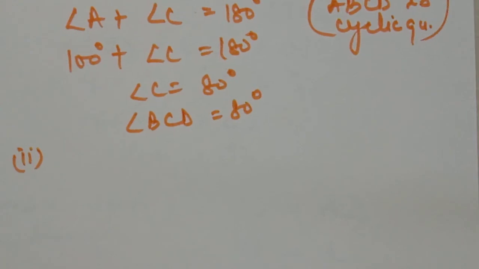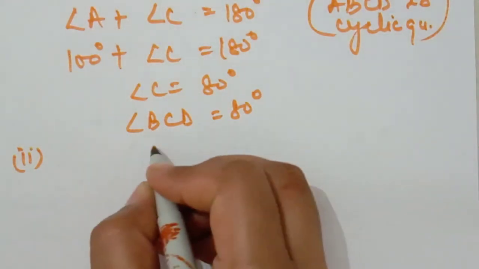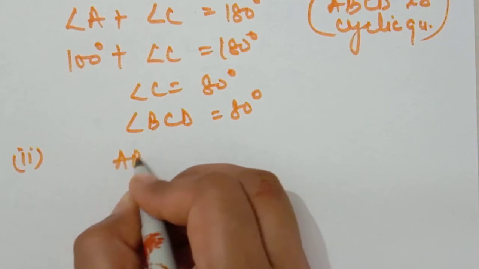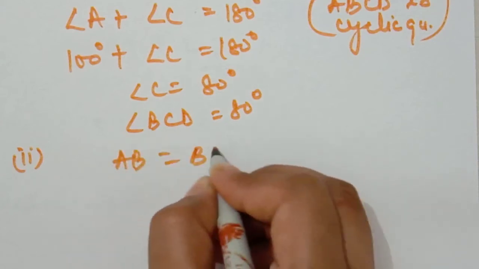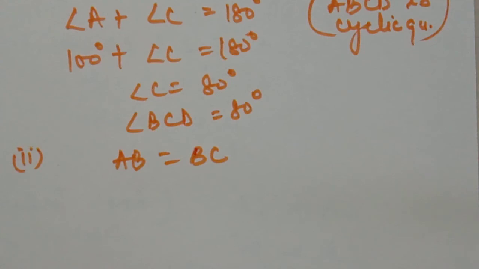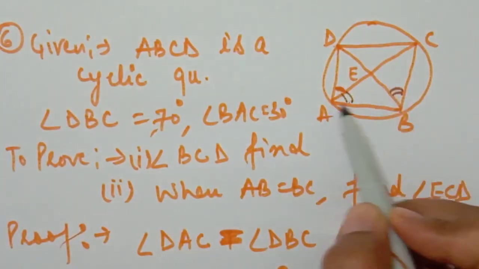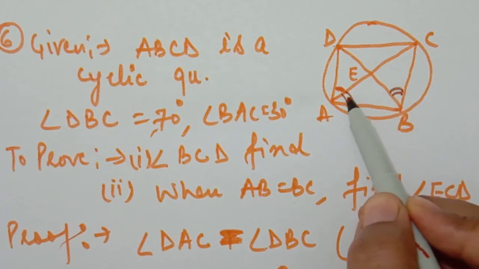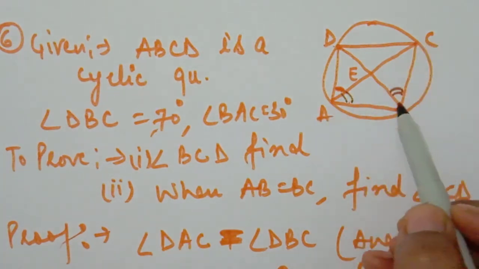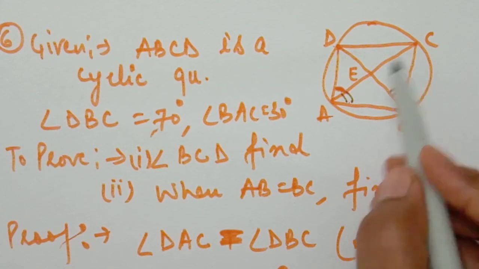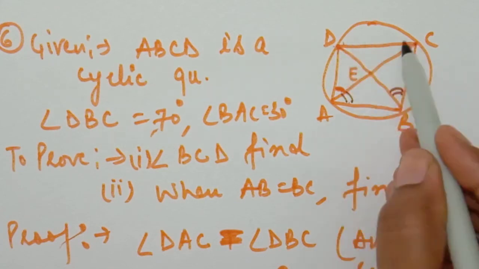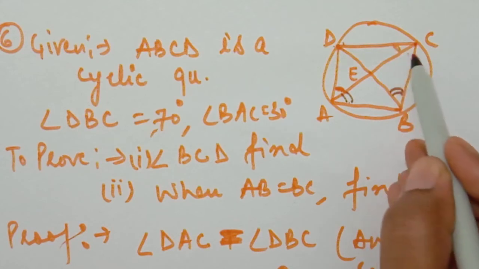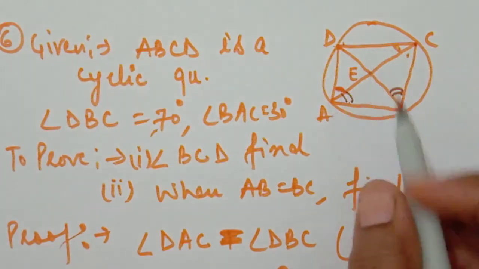Now the second part of the question. In the second part, he said if AB is equal to BC, it is given. Now check in your diagram. If AB and BC are equal, then the base angles of triangle ABC are also equal to each other. So we have to find that angle ECD. If we know this total angle is 80 degrees, and we know this angle, then we subtract from the 80 degrees and we find this angle.